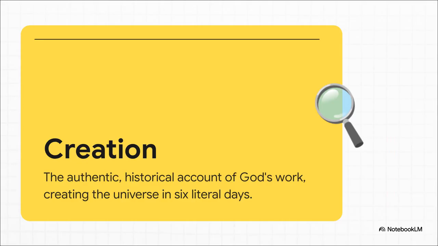Okay, so first things first, let's lock in the core definition. When this text talks about creation, it's not being fuzzy or metaphorical. It's actually defined with a ton of precision. It's called an authentic and historical account of God's work, and, this is key, it all happens in 6 literal days. Now, those aren't just throwaway words. They're basically the ground rules, the lens through which we're supposed to view everything else that comes next.